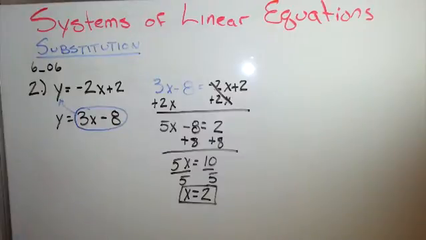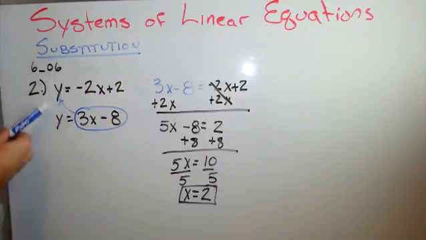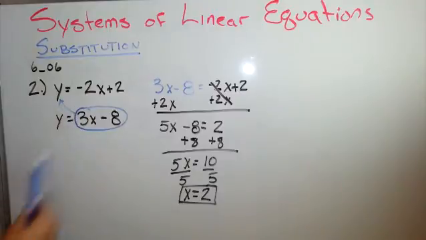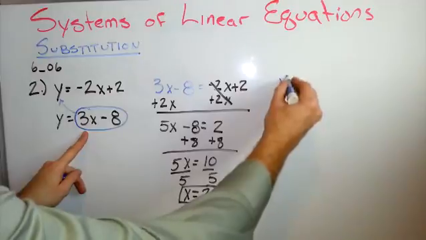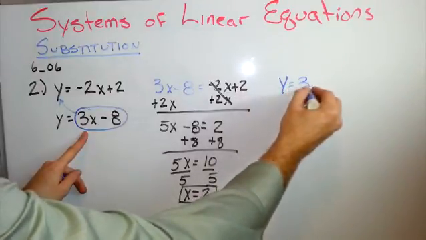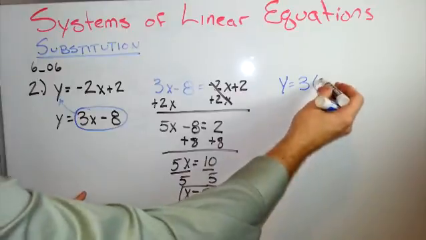However, I need to find a y value. So I got to take this 2 and substitute into either of my two equations. It doesn't matter. Remember, the solution makes both equations true. So this works on both of them. Pick one. Let's go ahead and use the bottom one, 3x minus 8. So we go back to the first equation. Y equals 3 times x, which we now know to be 2.